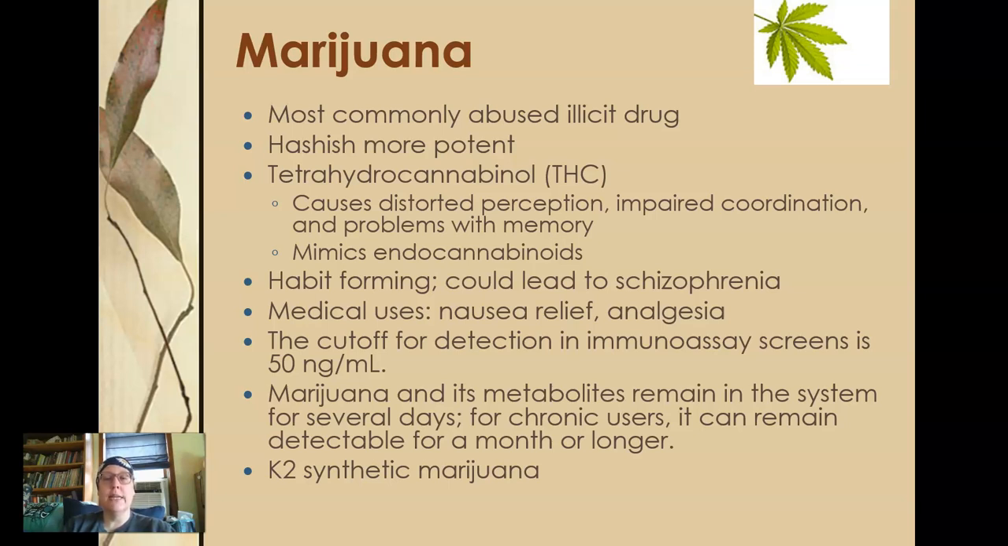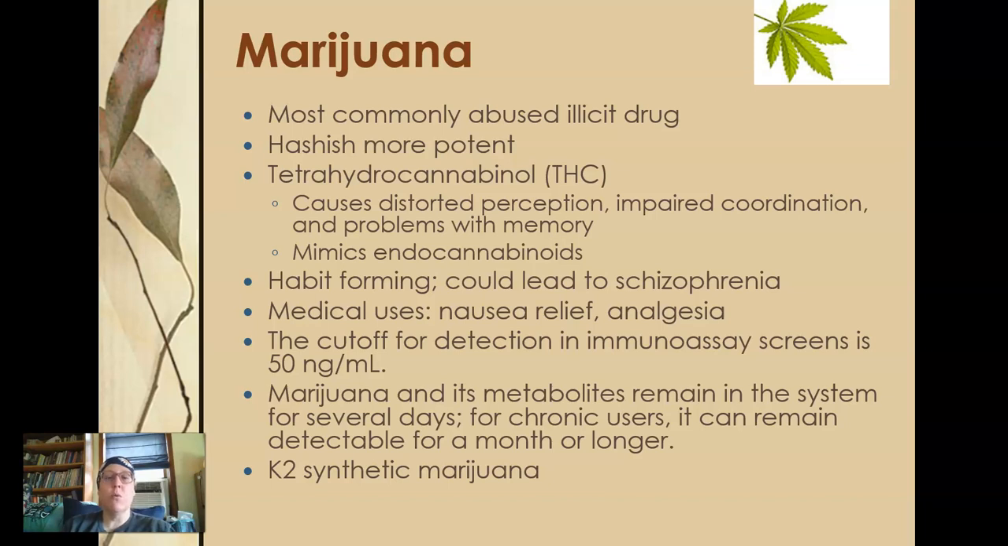The tetrahydrocannabinol, or THC, is the portion that is addictive and causes the distorted perception, the impaired coordination, and the problems with memory. Now, the reason this works is because we do have an endocannabinoid system, and the THC binds to the receptors of the endocannabinoid system. But normally your endocannabinoids will bind, have an effect, and then unbind. Whereas THC binds and stays bound much, much, much longer than your regular endocannabinoids.